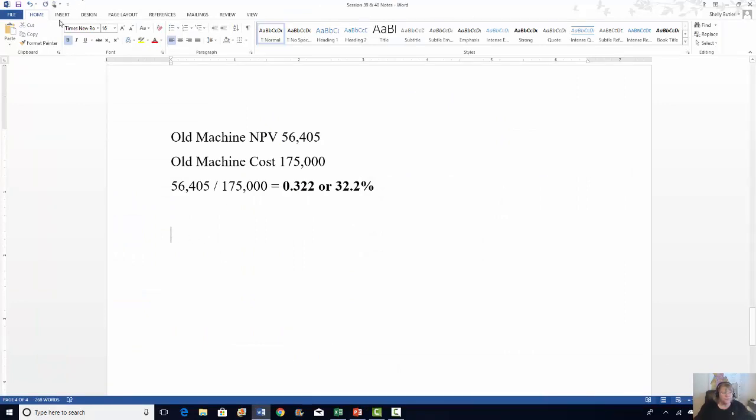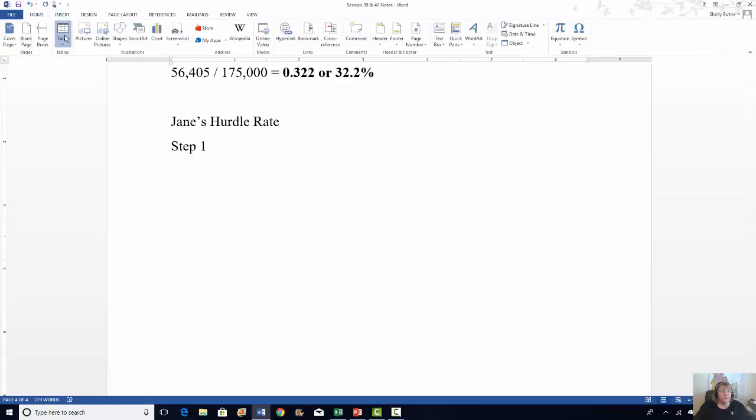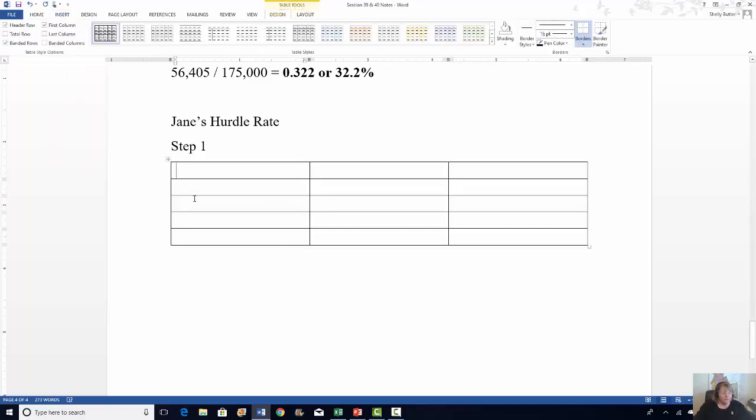Jane's hurdle rate. Okay, so we need a chart. We'll just call this step 1, and we'll get our little chart going. I need a 3x5. So we need to find the debt, the interest rate, and the interest payment. So she's got those 3 loans. She's got a $150,000 loan, and the interest rate on that loan is 6%. And if you do the math, the interest payment is $9,000 a year.